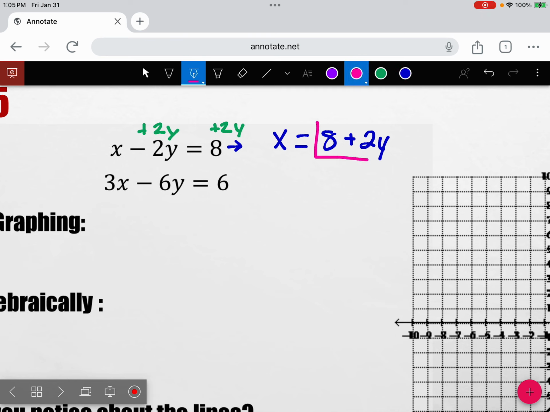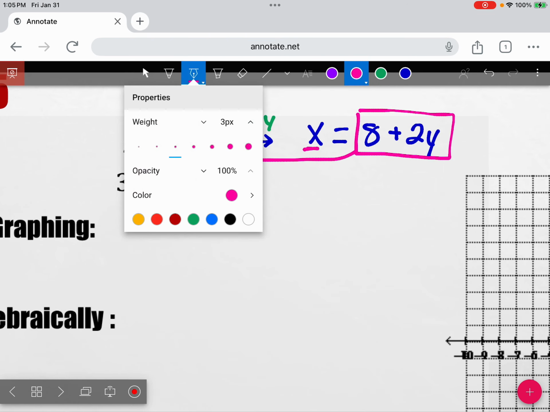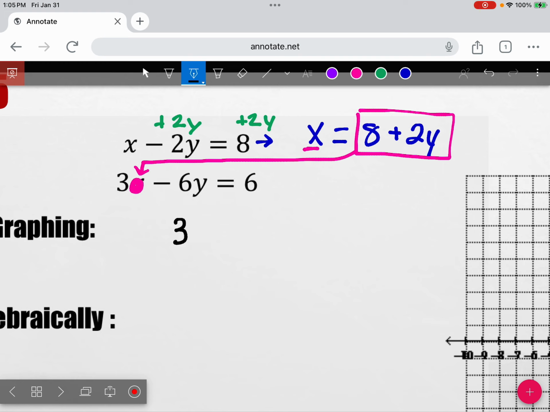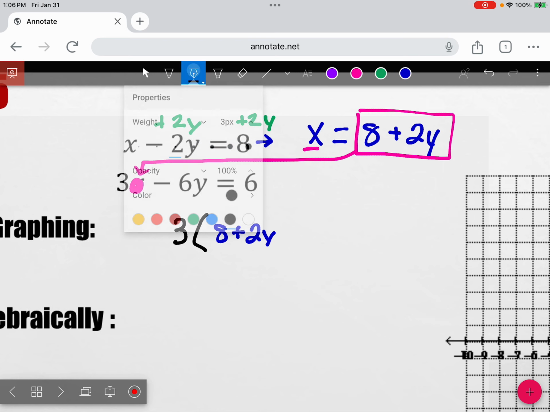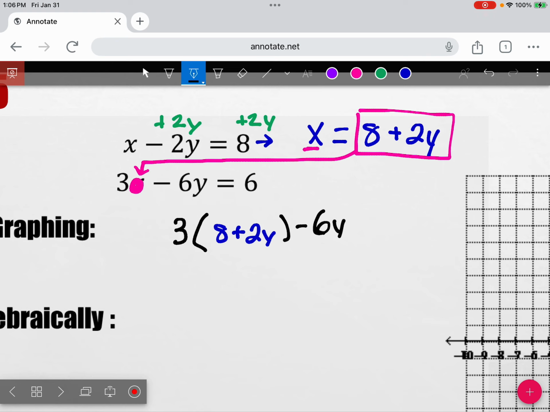What this lets us do is we can take this chunk and substitute it in place of the x here. I'm putting it in place of this. I know x equals that piece, so I'm going to shove that piece in place of the x. So what that's going to give us is 3 times, instead of the x, I'm going to put in what I know x equals. My 8 plus 2y. And then we have to finish the rest of our pattern. Our minus 6y equals 6.